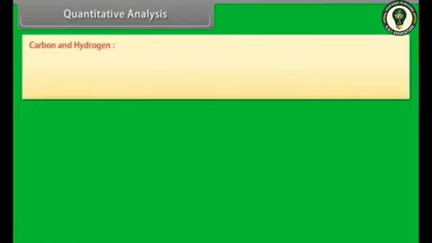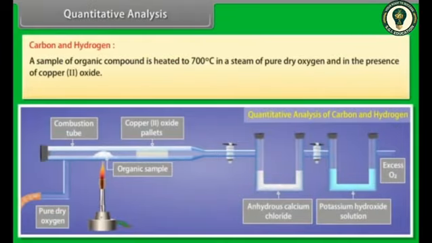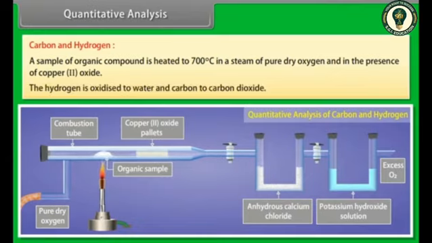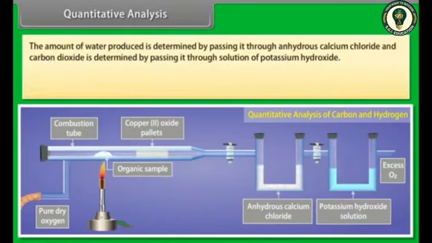Quantitative analysis. Carbon and hydrogen. A sample of organic compound is heated to 700 degrees Celsius in a stream of pure dry oxygen and in the presence of copper(II) oxide. The hydrogen is oxidized to water and carbon to carbon dioxide. The amount of water produced is determined by passing it through anhydrous calcium chloride, and carbon dioxide is determined by passing it through a solution of potassium hydroxide.